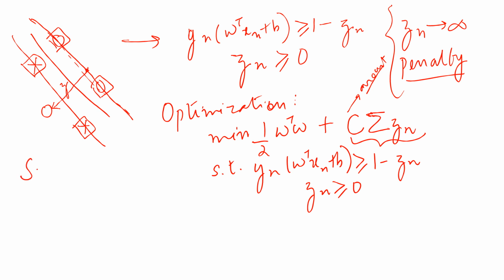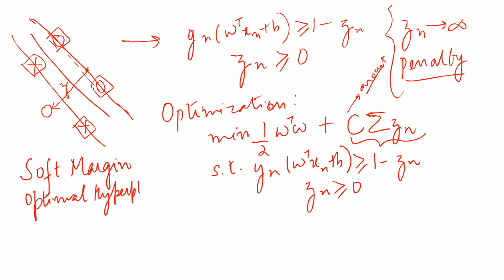Okay, let me write it down. Soft margin optimal hyperplane. And what does that signify? So this gets us a fat hyperplane with some margin violations, and those margin violations are given by this term here. So we are allowing some margin violations, but not too much of that. So that's like a penalty.